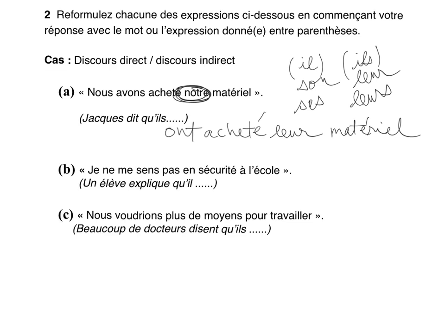Second sentence. Je ne me sens pas en sécurité à l'école. I don't feel safe at school. So for starters, we have un élève explique qu'il. A student explains that he does not feel safe at school. Okay, so again, je here becomes il. And everything has to change accordingly. Je ne me sens pas.